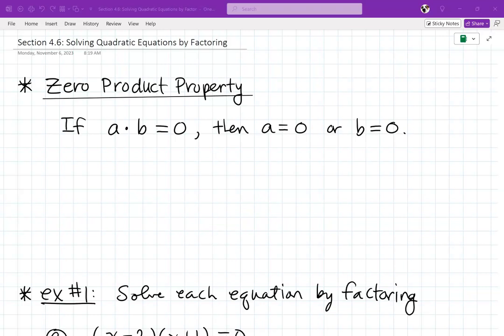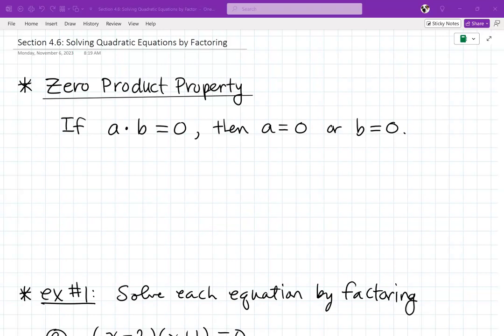All right, so for today we're doing section 4.6. Yesterday we did 4.5 where you had to do difference of two squares and grouping. Today we're doing solving quadratic equations by factoring. So we do have to know how to factor. That's one of the main things that we've been going over, so factoring.